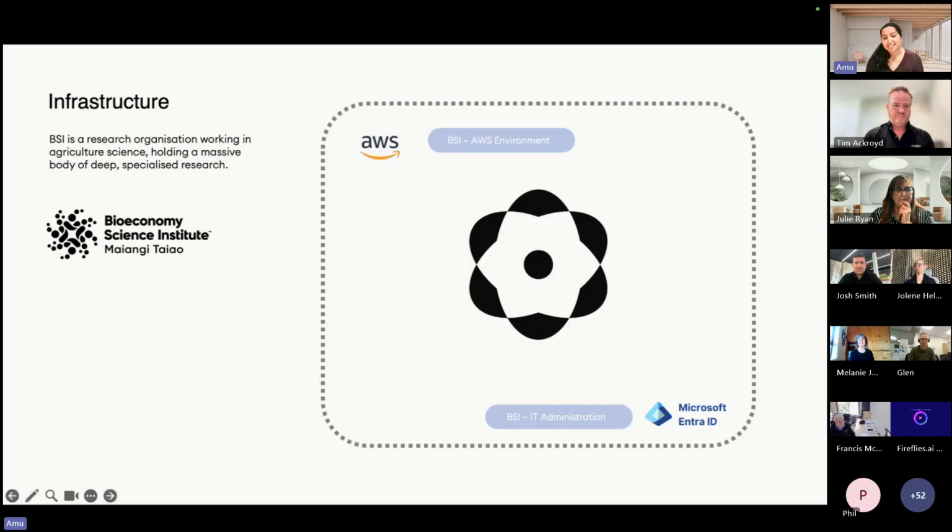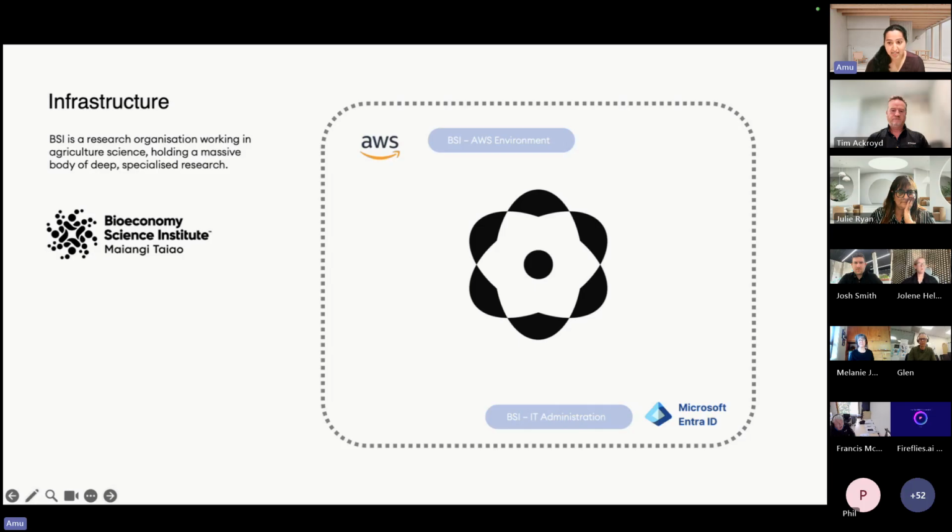Okay, so BSI is an agricultural science research organisation with a massive body of specialised research. Caitlyn was deployed inside BSI's own AWS infrastructure. Their data stayed in their environment under their control. No external data was entering either, which for an organisation sitting on commercially sensitive research is non-negotiable. Access ran off their existing Microsoft Entra ID managed by their own IT team.